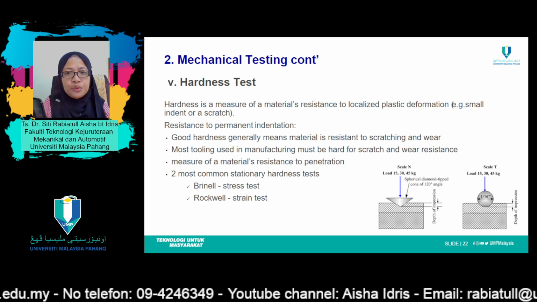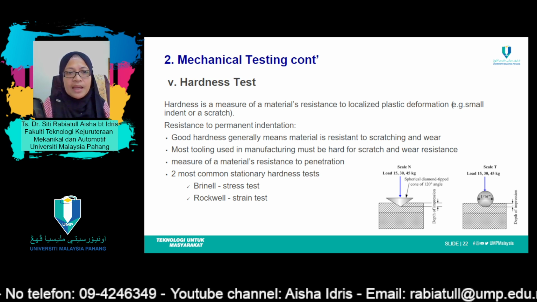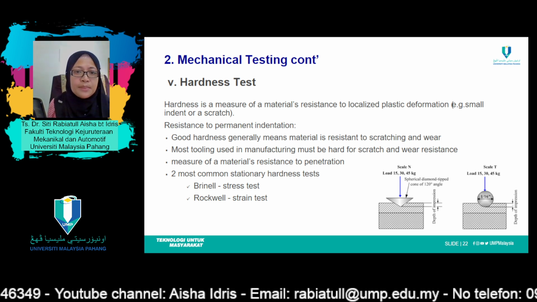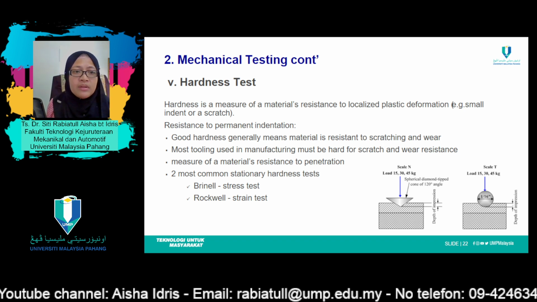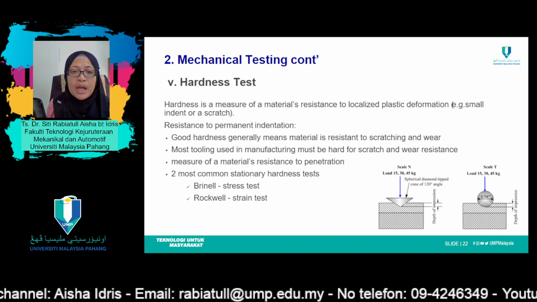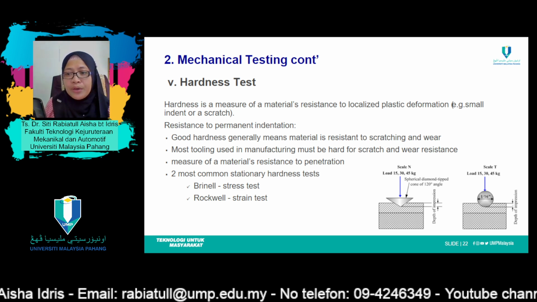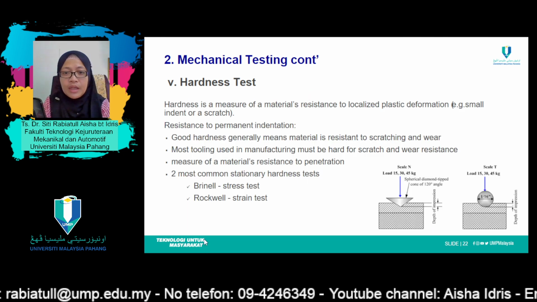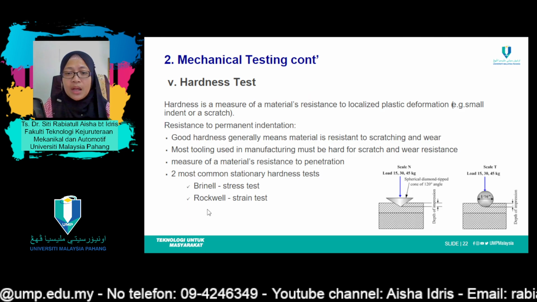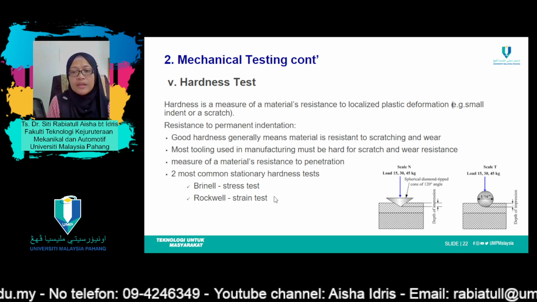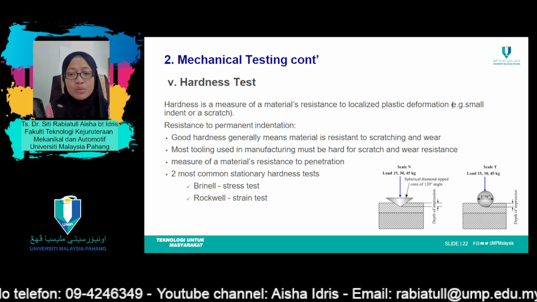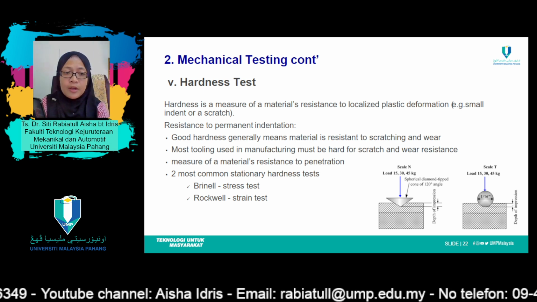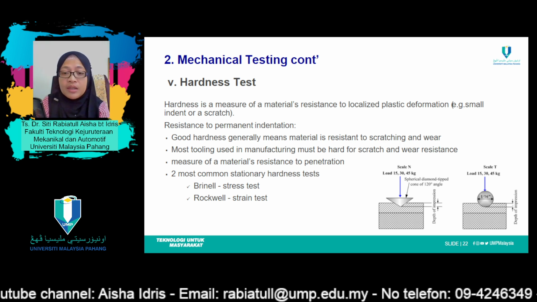So move on to number 5, which is the hardness test. The definition of hardness testing is that it determines the resistance a material exhibits to permanent deformation by penetration of another harder material. It can be divided into two, which is the Brinell and the Rockwell test. There are other types of hardness tests, but this is the most common stationary hardness test that can be found in the market or in the industry.